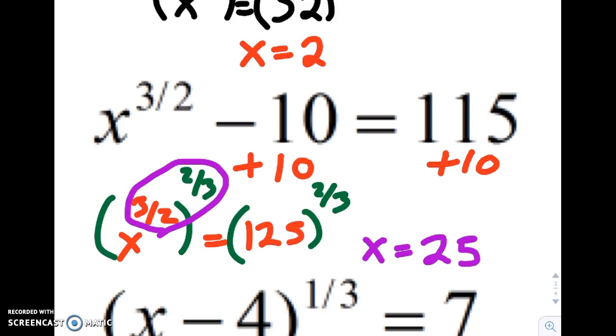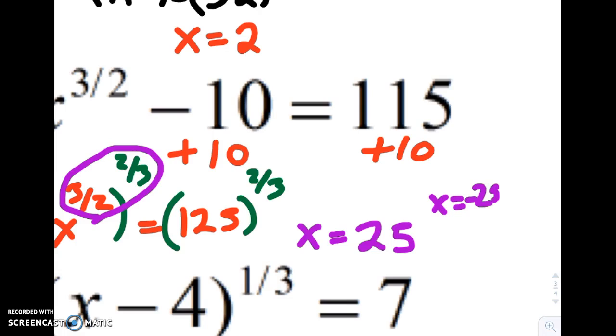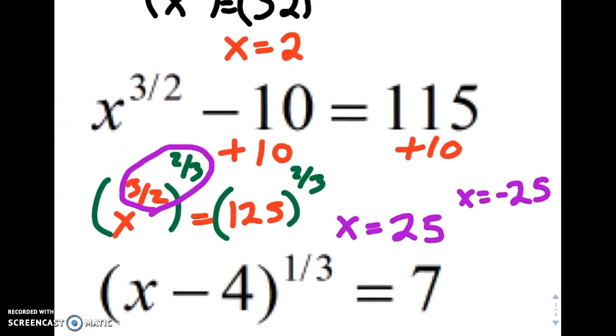Now we do want to stop and think, do I need a plus minus here? So is it also x equals negative 25? And there's really no exact science on how and what you need to do first. So we have a 3/2. I'm going to go back to this original equation right here. We have a 3/2 there. So do you do the power to the 3rd, or do you do the square root first?